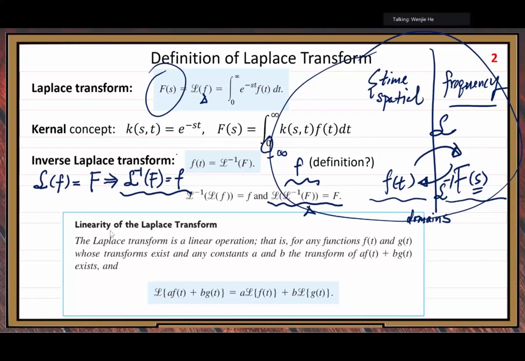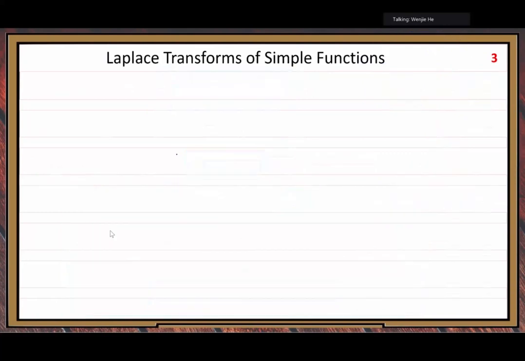Now we are ready to calculate Laplace transform for basic functions. So next slide. Laplace transform of simple functions. The first one, calculate the Laplace transform of 1. f equals 1. That's a simple function.